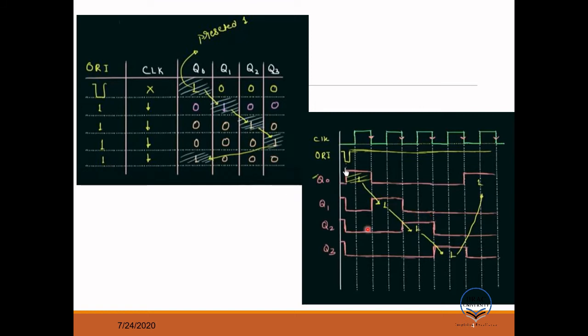Because the output of Q0 will be the input for Q1, the output of Q1 will be the input for Q2, the output of Q2 will be the input for Q3, right? Okay, so here it becomes 1 again. So this is 0, the output will be 0. This is 0, output will be 0.